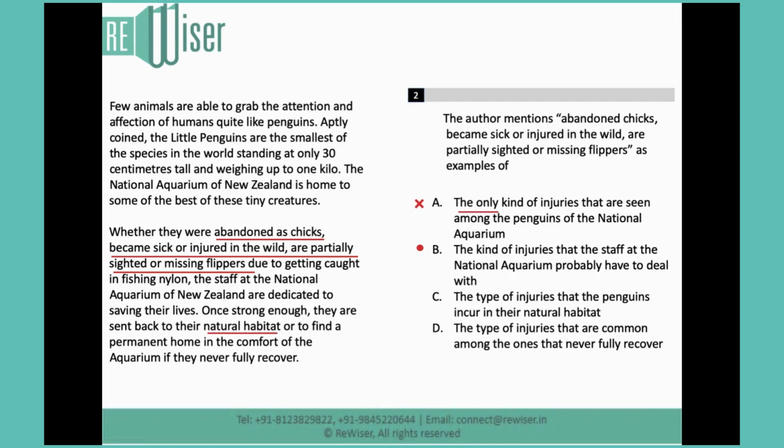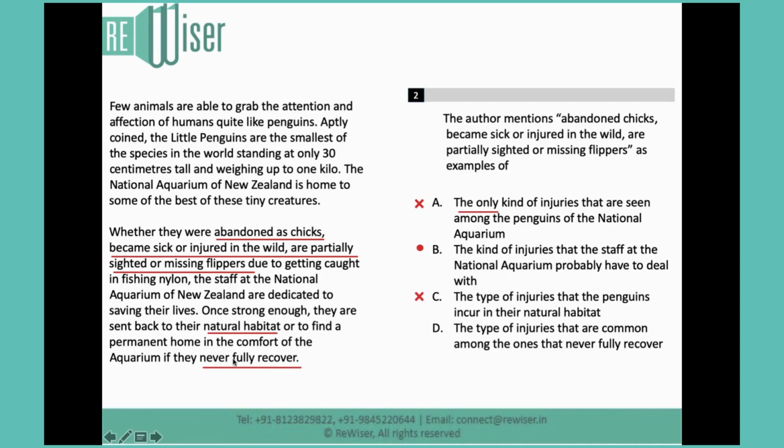C, the type of injuries that the penguins incur in their natural habitat. The word natural habitat has come here. Once they are sent back to their natural habitat is what is being mentioned, not the type of injuries that the penguins incur in their natural habitat. That's not being cited as an example. Misleading, out.